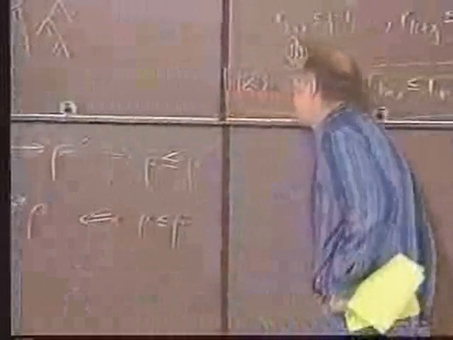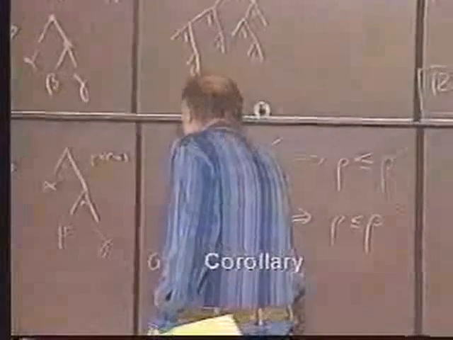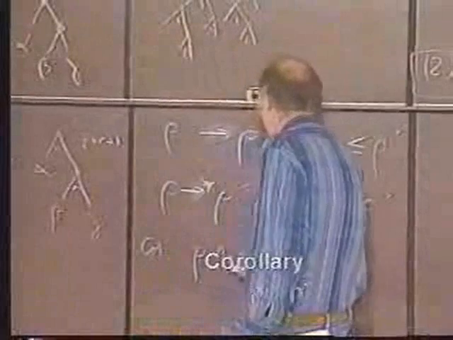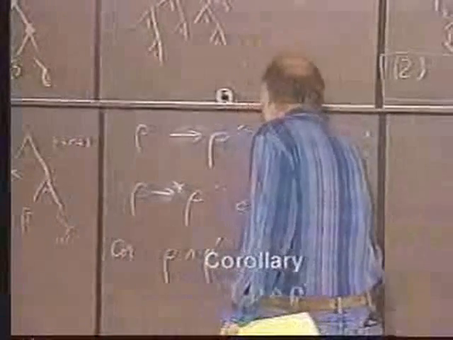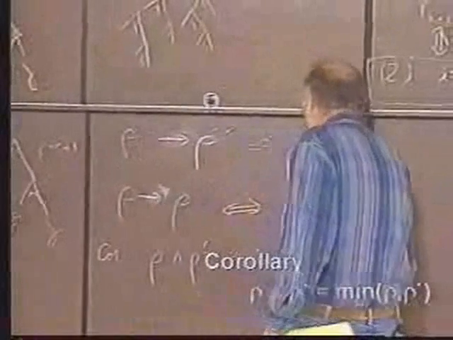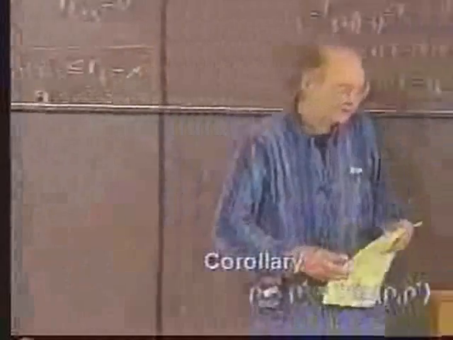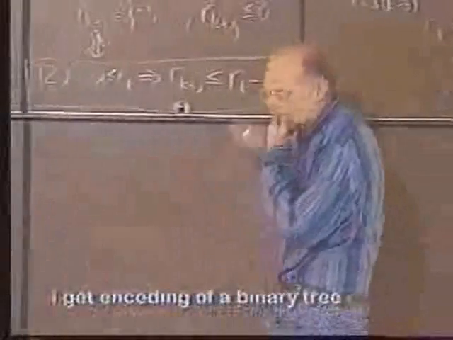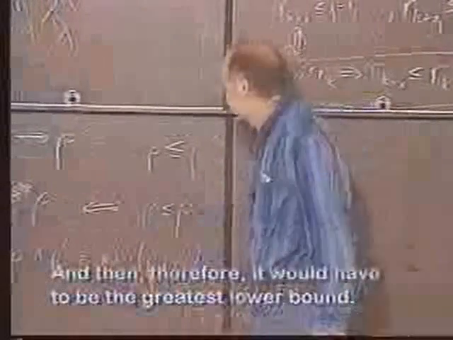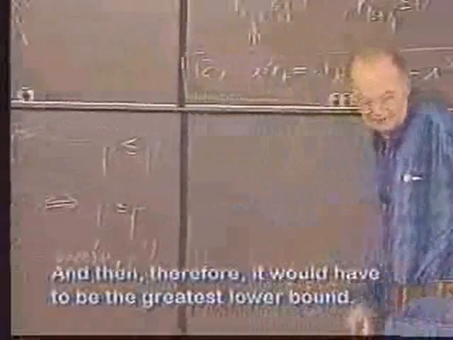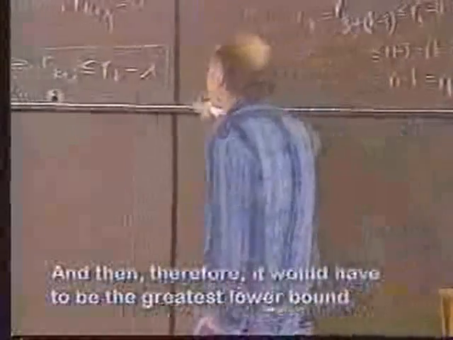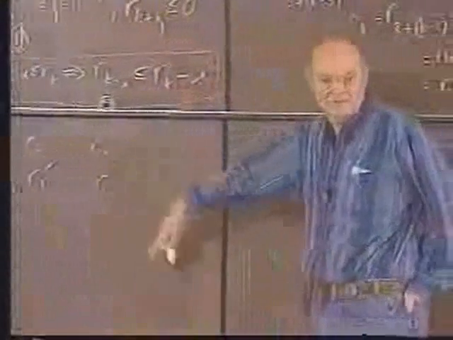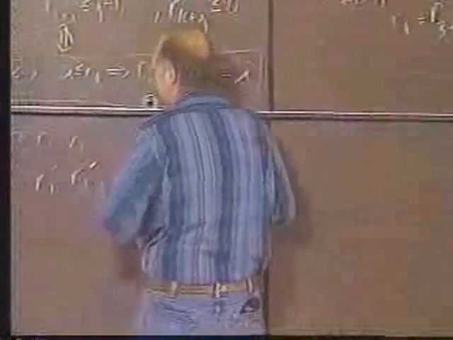Okay, but now we can also get a corollary, and that is the meet of two trees is equal to the minimum of the two component-wise. If I take the encoding of two different binary trees, and I take the minimum component by component, independent of anything else, I claim I get the encoding of a binary tree, and therefore it would have to be the greatest lower bound. Okay, let's see why that is. First of all, suppose I have a sequence R1, R2, ..., Rn and another one, R1 prime, R2 prime, ..., Rn prime. So these are two encodings of binary trees. It's equivalent to saying a binary tree is given by a sequence of numbers.